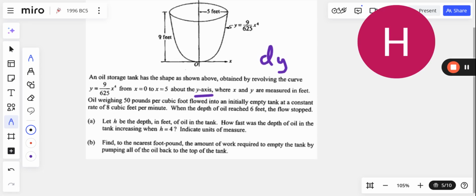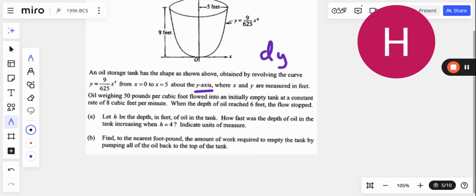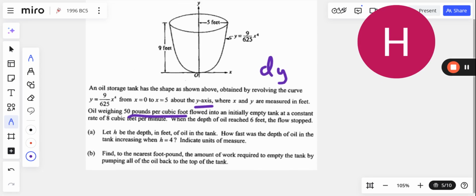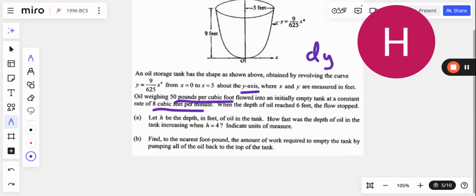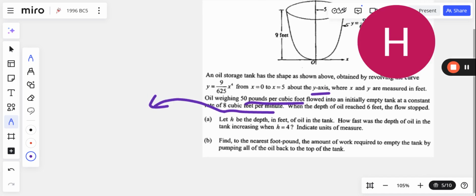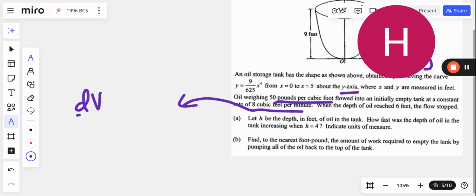And oil, which weighs 50 pounds per cubic foot, okay, I'm not sure what that has to do with it, but maybe we'll see it later, is flowed into an initially empty tank at a constant rate of 8 cubic feet per minute. It's another interesting, useful bit of information. So it's filling it up, and they tell us how fast it's filling it up. dV dt, the volume, is equal to 8.